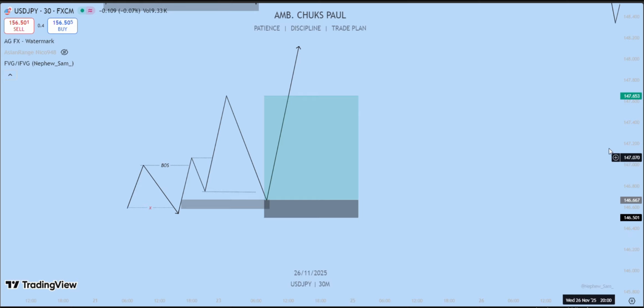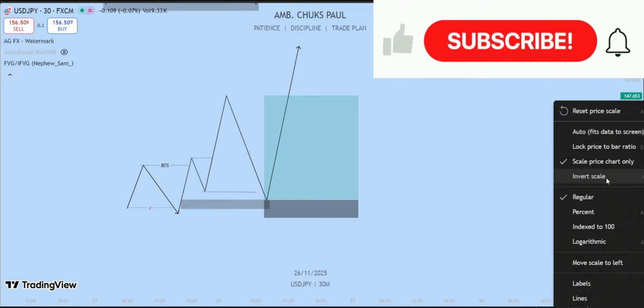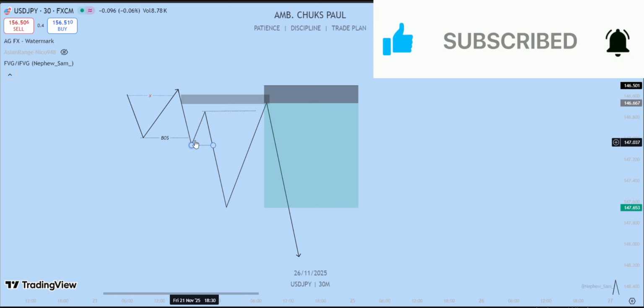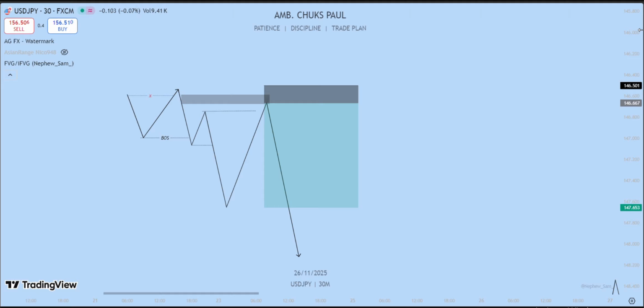So to inverse it, let me quickly inverse the chart. It's just the same thing, right? You still want to see a sweep, a break of structure, then your structural liquidity, and you look out for your entry.